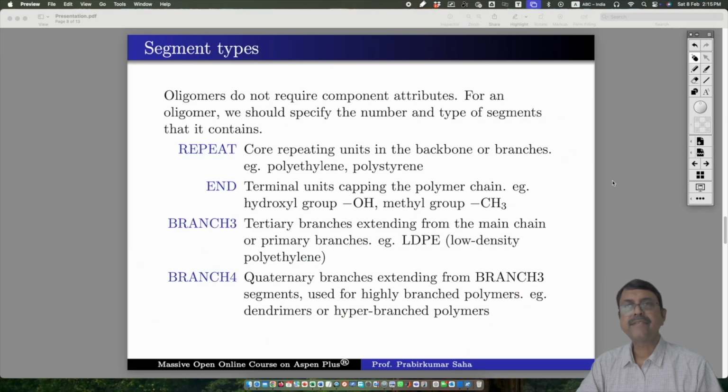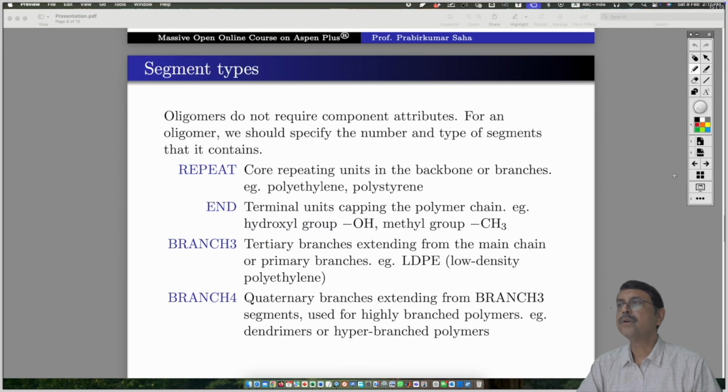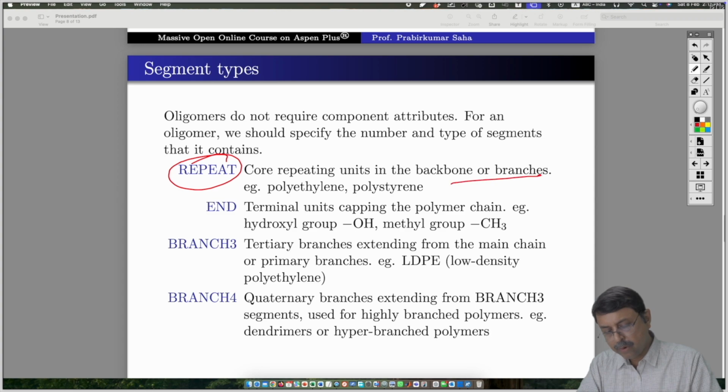Then we have the segment type. Just now we discussed the segment, the structural units of a polymer. So we can further discuss the segment types. Oligomers do not require component attributes. For an oligomer, we should specify the number and type of segments that it contains. Repeat, we have already discussed, the core repeating units of the backbone or branches, for example polyethylene, polystyrene. For instance, in polystyrene, the styrene is repeated and forms a chain. So it is a polystyrene.